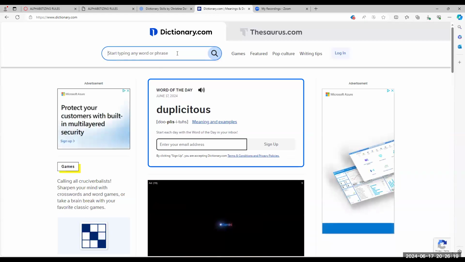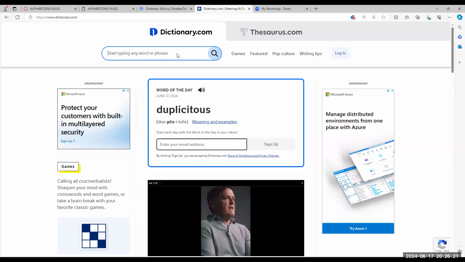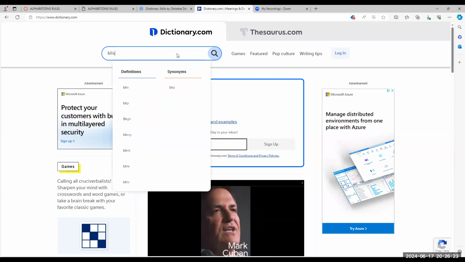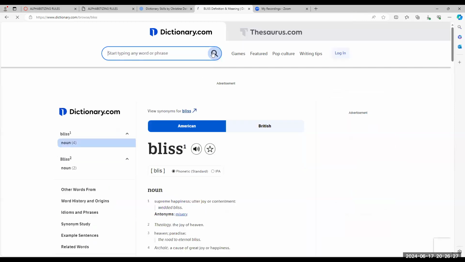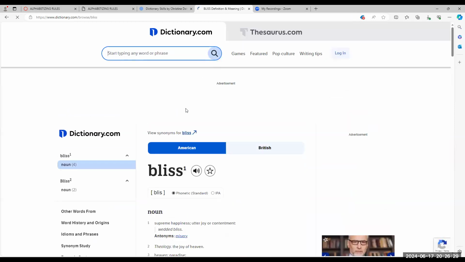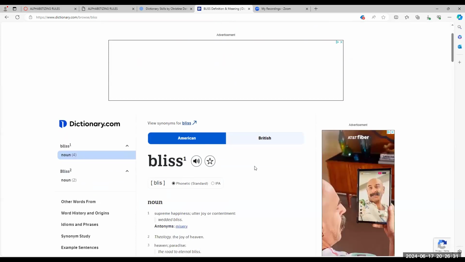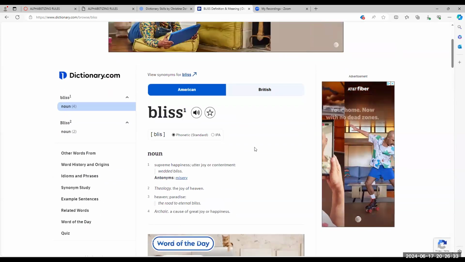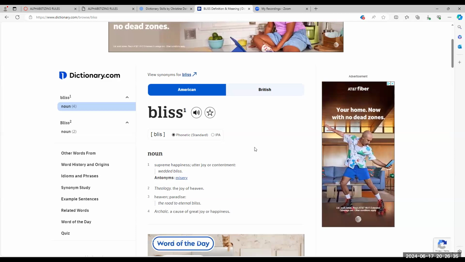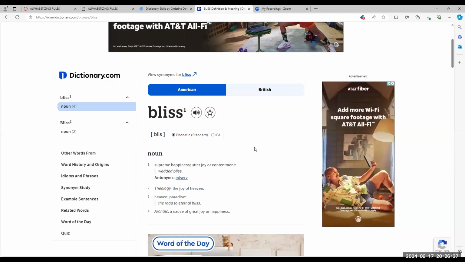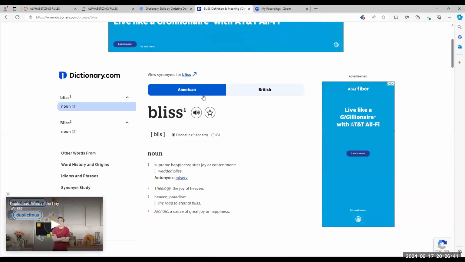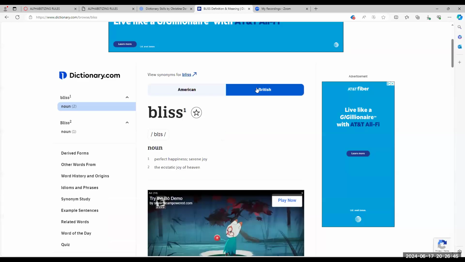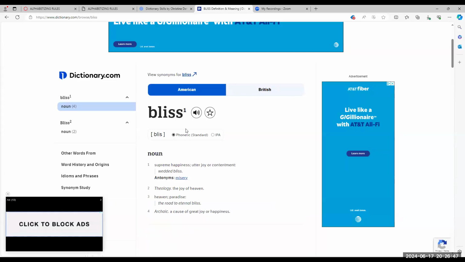Now, one of the words that we learned today is bliss, right? So we're gonna type in bliss. Since this is an online dictionary, it's a little bit different. You don't have to look for the words like you would in a normal dictionary, so you really don't have to worry about the order so much. Oh, this is wonderful because it gives you the American pronunciation and the British pronunciation.